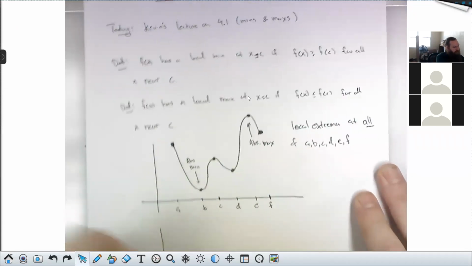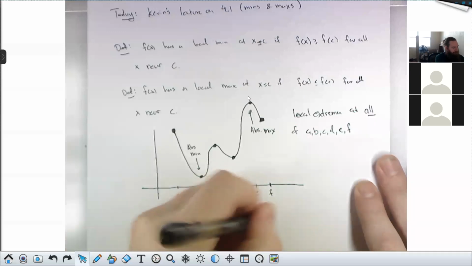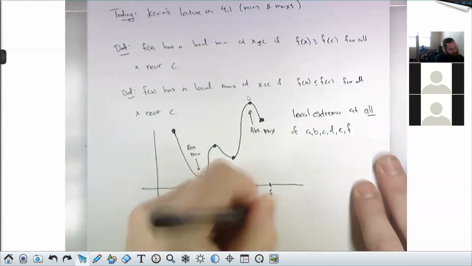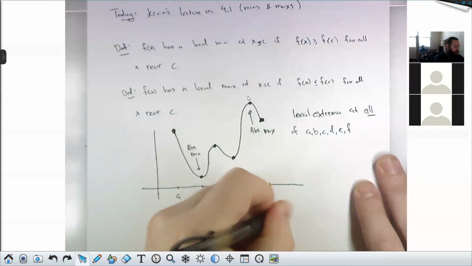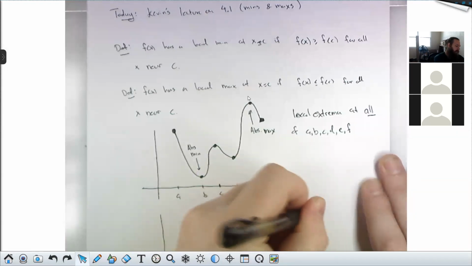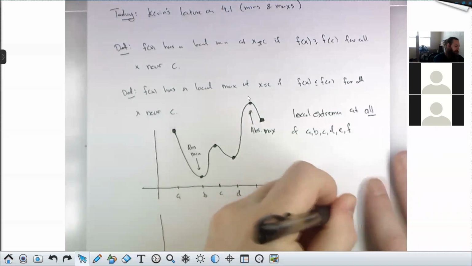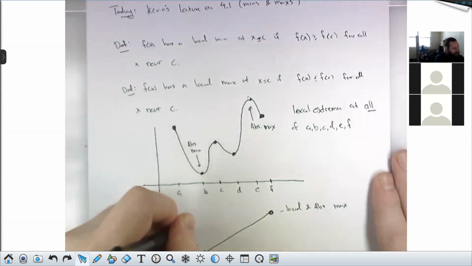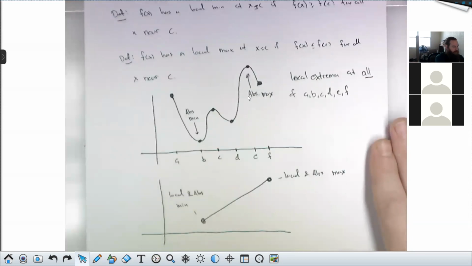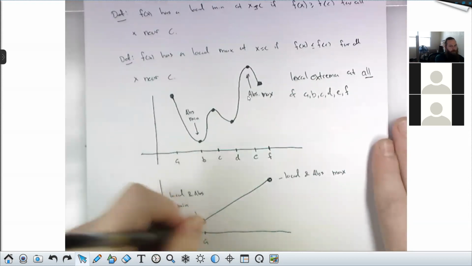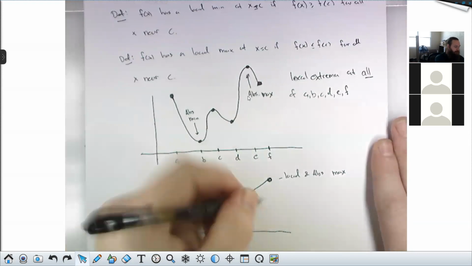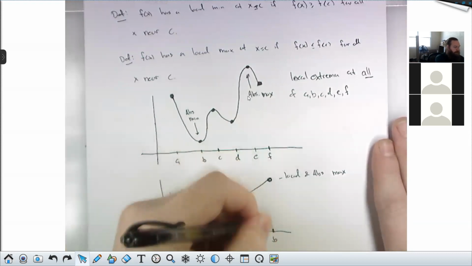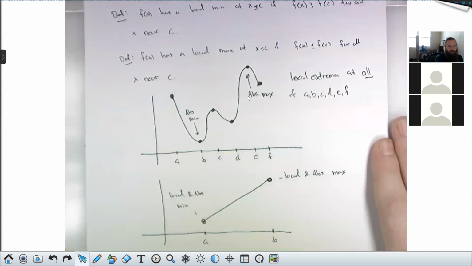Like, in other words, let me draw an even simpler example here. This is both a local and absolute max. And this is both a local and absolute min. WebAssign would tell you that here at A, you have an absolute min, but that it's not local. And that over here at B, you have an absolute max, but it's not local. But the truth is it is both.